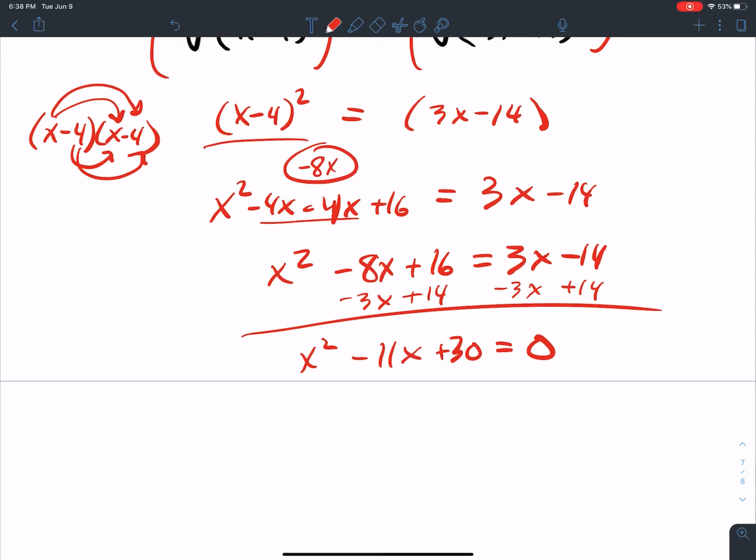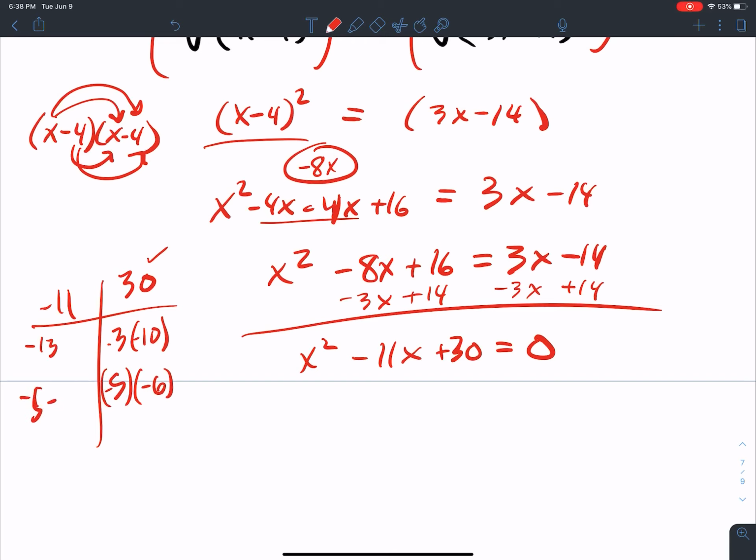Now factor the trinomial, T-chart: multiply to 30, add to negative 11. 3 times 10. Golly, if I made both of those negative, that would be positive, but this would be negative 13. That doesn't work. Let's see here. 5 and 6. Negative 6 and negative 5. That's negative 11. Good. So 5 and 6 work here. All right, so I have x squared minus 5x minus 6x plus 30 equal to 0.